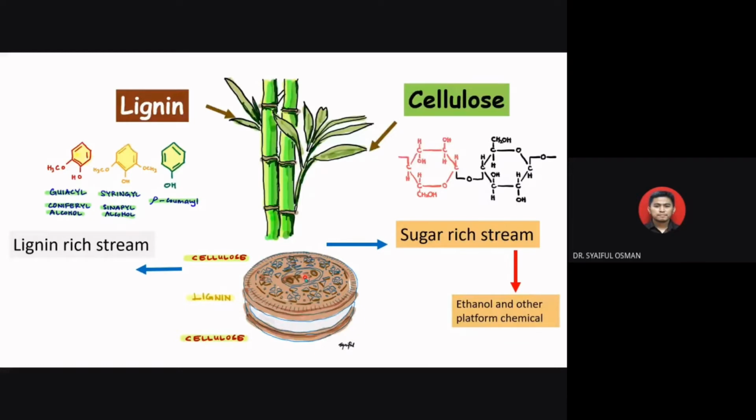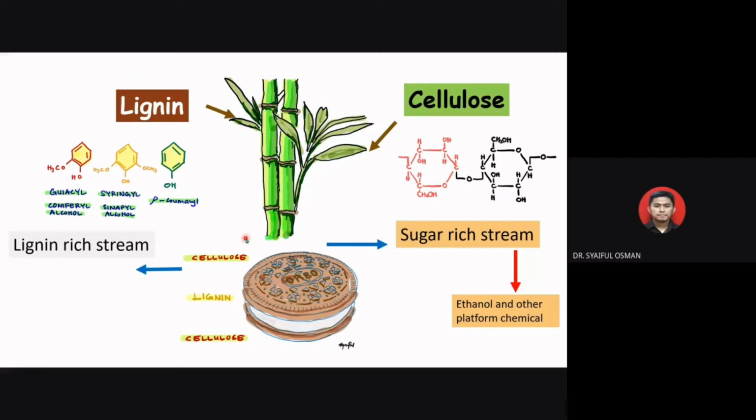So both lignin and cellulose exist in biomass, such as bamboo, for example. So, for example, we have a figure of a biscuit here. This is a good analogy if you want to represent lignin and cellulose. In the middle, dekat tengah-tengah tu, we have a cream, right? So this is the analogy for lignin. It binds together the cellulose, the biscuit, together.